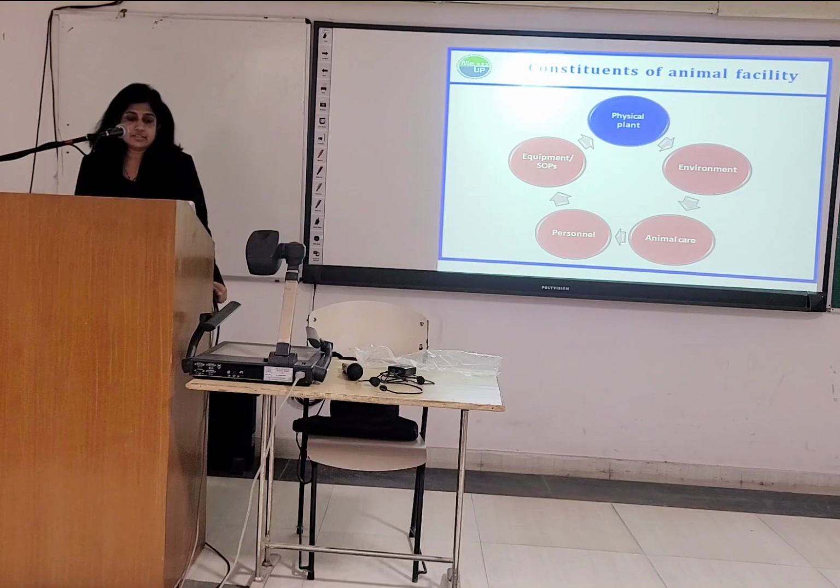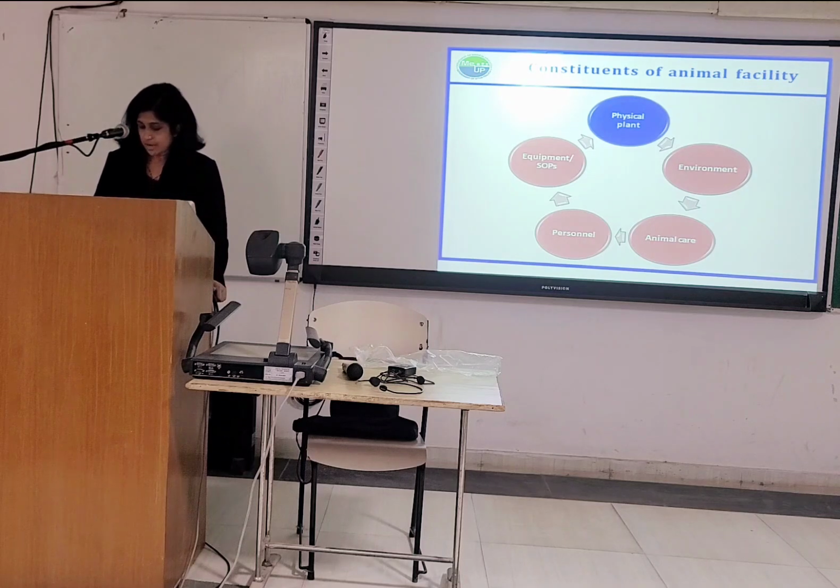First and foremost thing is that one should know about the constituents of animal house facility. There are 5 main constituents: physical plant, environment, animal care, personnel, and equipments or SOPs. In this lecture, we will discuss about the physical plant and environment.